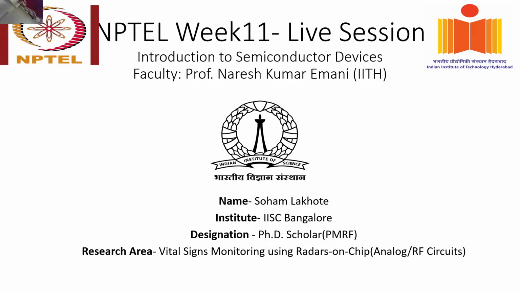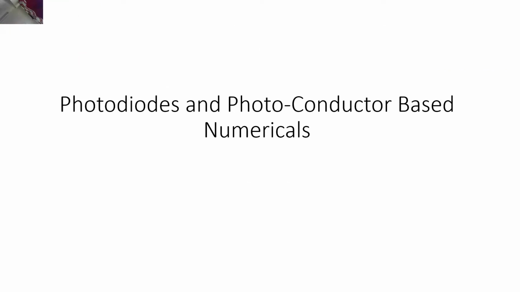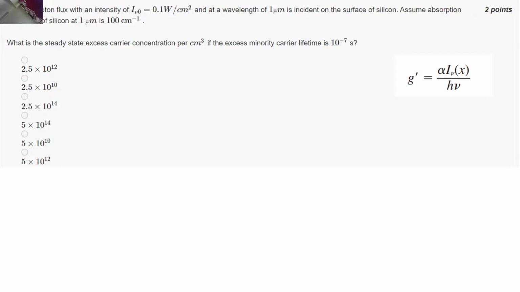So the flow of this session will be like this. First we will solve a few questions based on photoconductors and photodiodes. Then we will solve a few previous year GATE questions, and then I have one very good numerical for the solar cell. My other TA has covered a lot of numericals for the solar cell, different varieties, so I don't have much left for it. So we will proceed with the first part of this session, the photodiode and photoconductor based numericals. Coming to the first numerical.